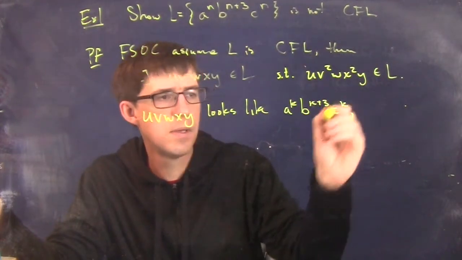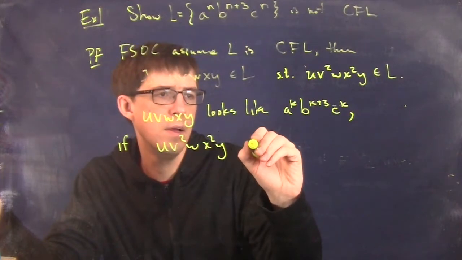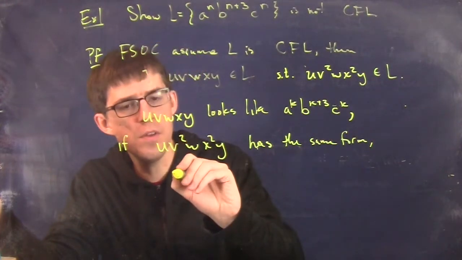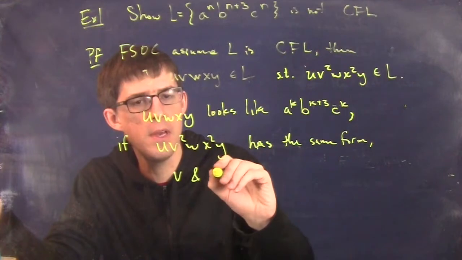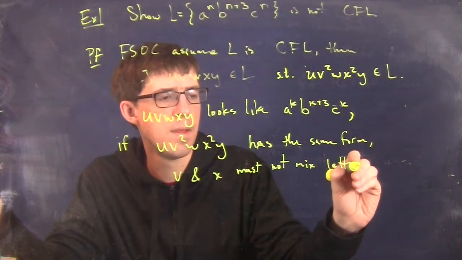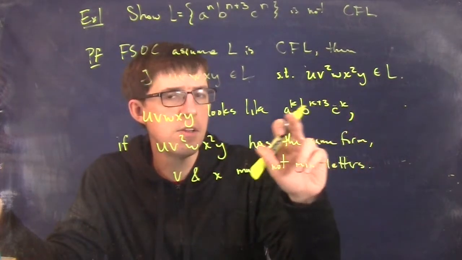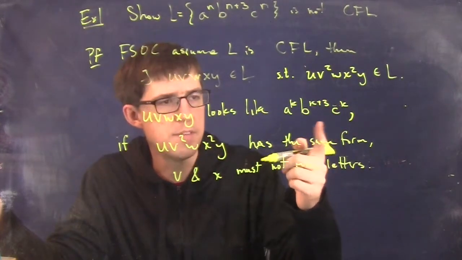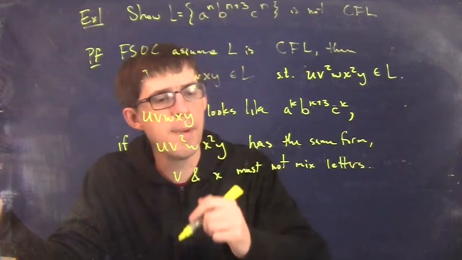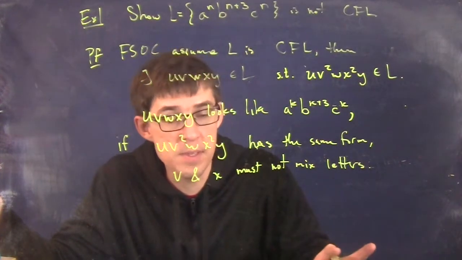And that means if U, V squared, W, X squared, Y has the same form, it is also true in this example for exactly the same reason as before. V and X must not mix letters, right? Because if V had some mixture of A's and B's, then when you square it, it's not going to look like that anymore because the ordering will be messed up. You'll have some A's after B's. And similarly, if X had some mixture of A's and B's or B's and C's, that screws up the format. So V and X must not mix letters. I mean, V is all just one letter, and X is all just one letter. They might be the same letter, they might be different.